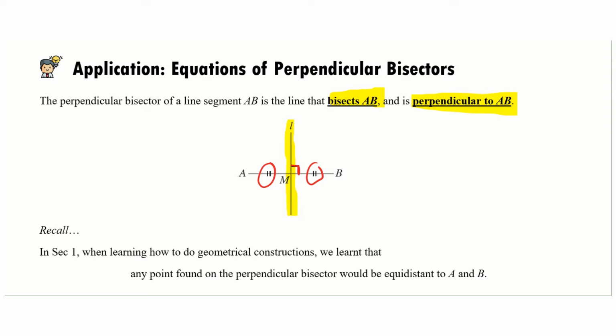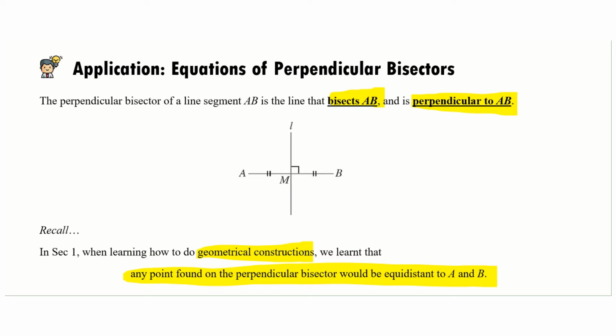One important property about perpendicular bisectors that we learned in Sec 1, where we learned how to do geometrical construction, is that any point found on the perpendicular bisector would be equidistant from A and B.